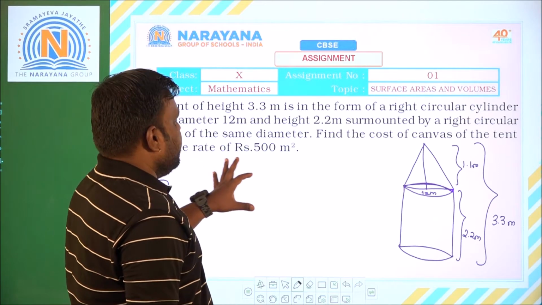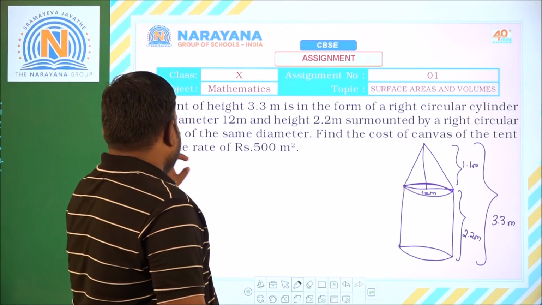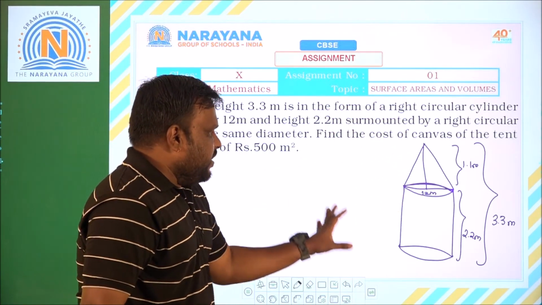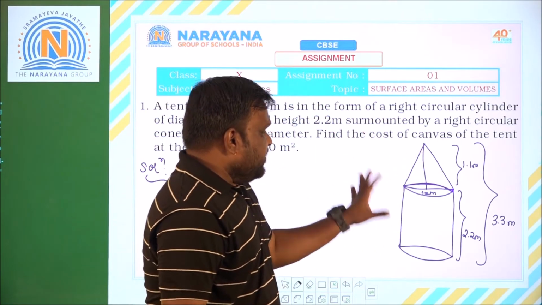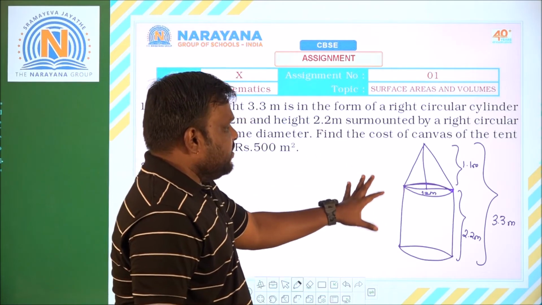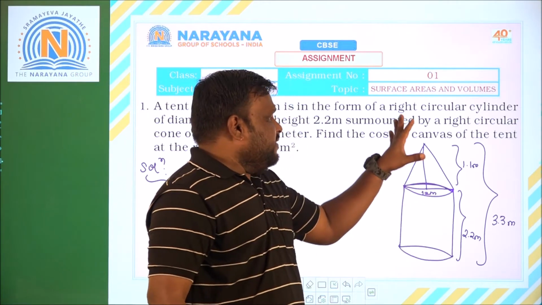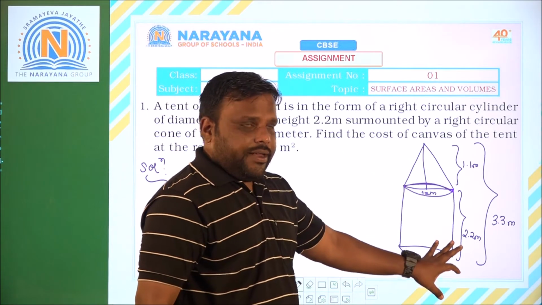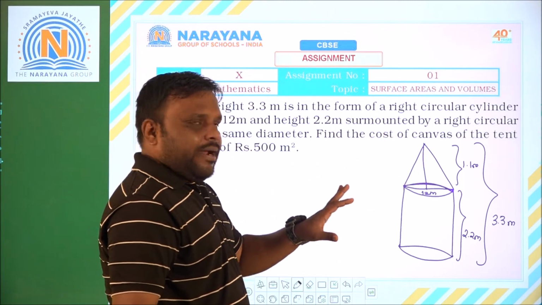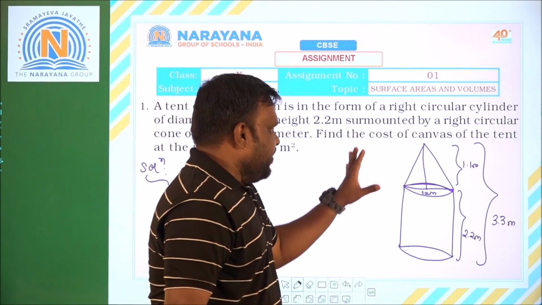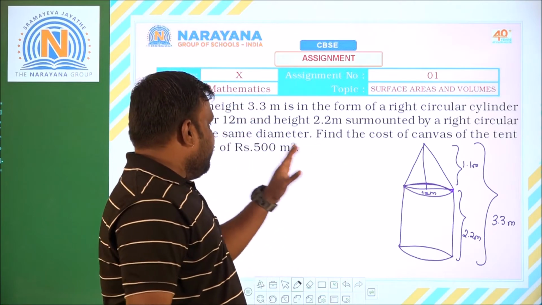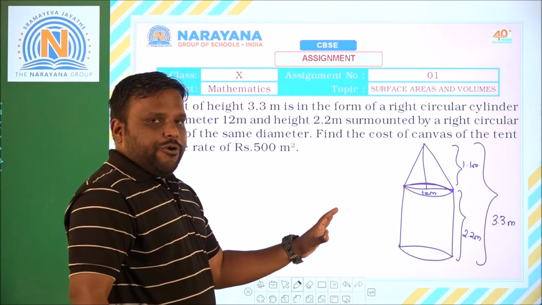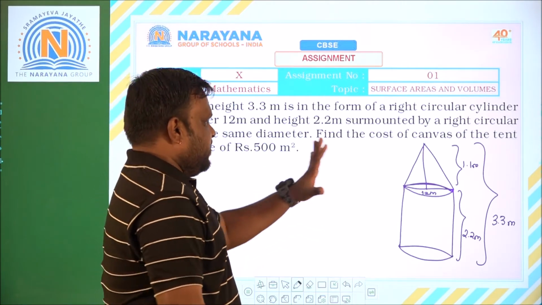Now what we have to do here is find the cost of canvas of the tent at the rate of rupees 500 per square meter. That means I have to find out the complete surface area of this figure, this tent which is formed by the combination of a cylinder as well as a cone. So I have to find the CSA of the cylinder and the CSA of the cone and add both, which will give the surface area of this tent, and multiply that in square meters with 500. So this is my complete question.